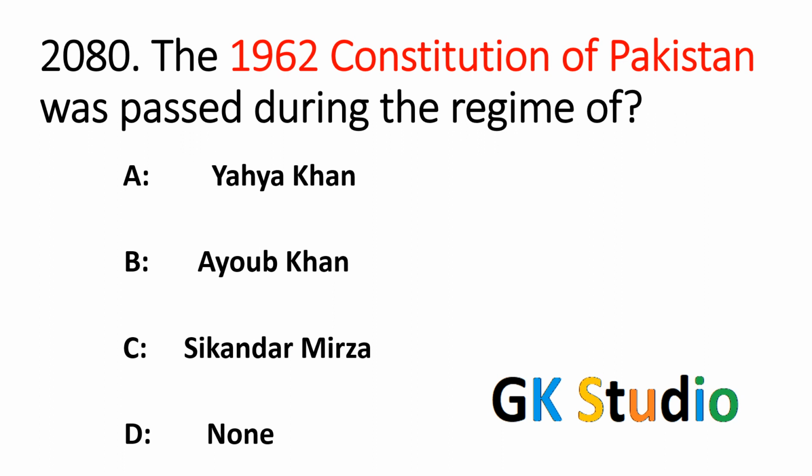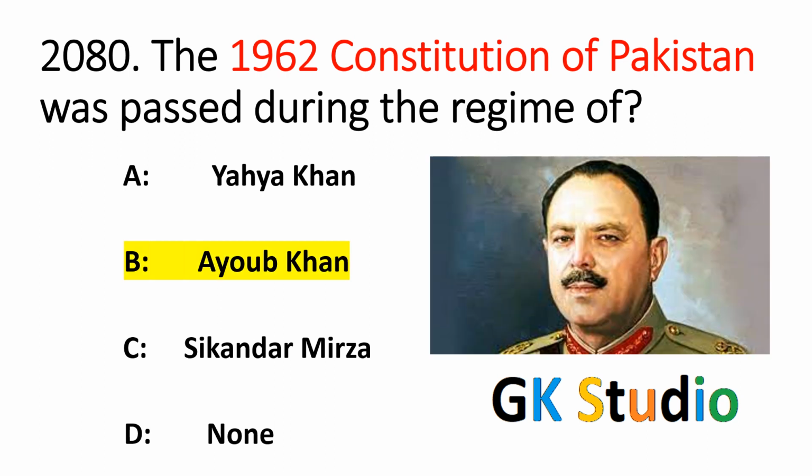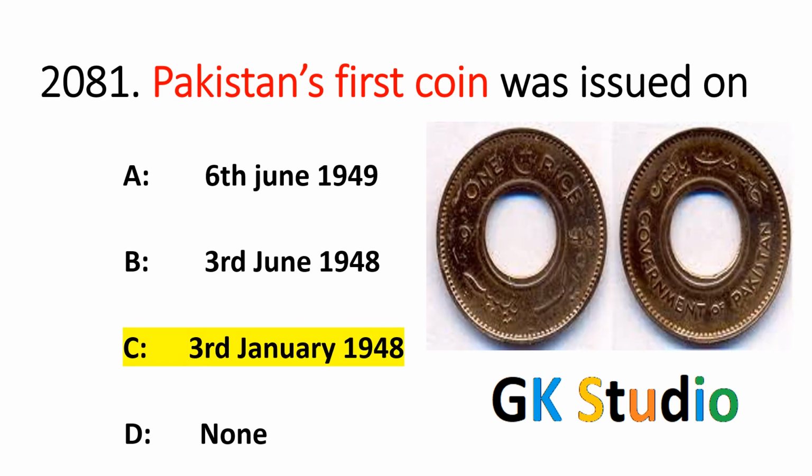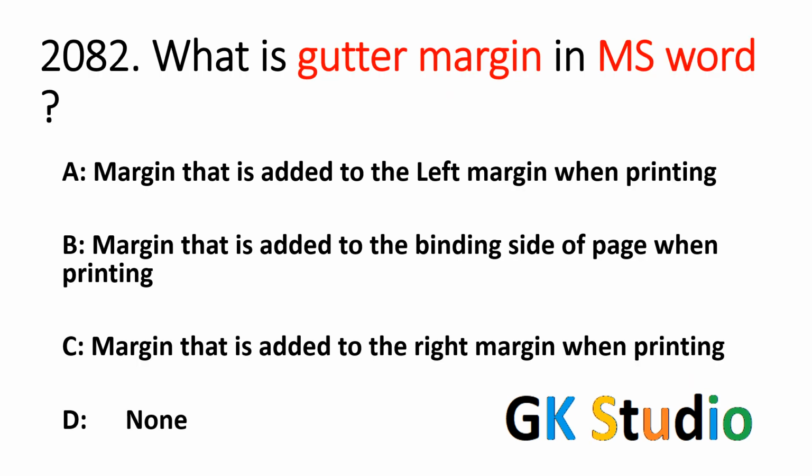The 1962 Constitution of Pakistan was passed during the regime of Yahya Khan, Ayub Khan, Sikandar. Correct answer: Ayub Khan. The 1962 Constitution of Pakistan was passed during the regime of Ayub Khan. Pakistan's first coin was issued on 3rd January 1948.